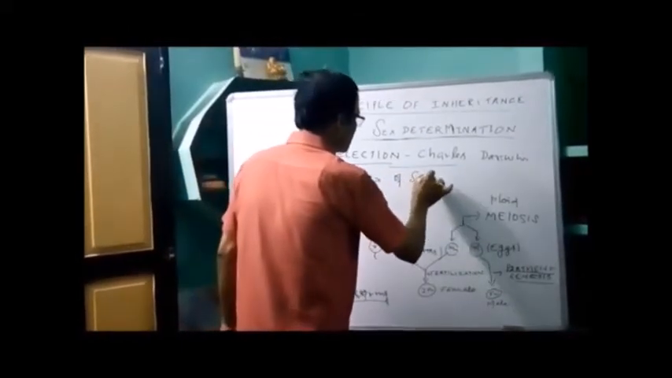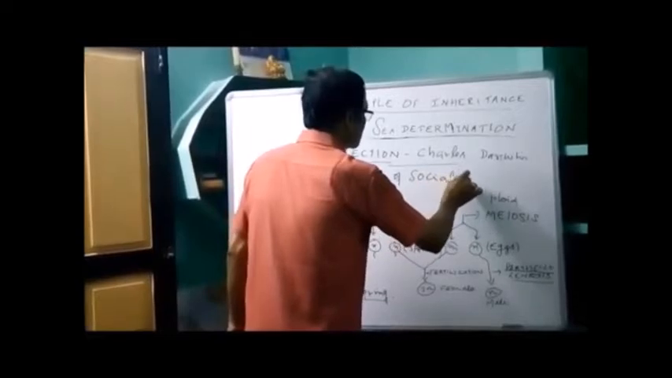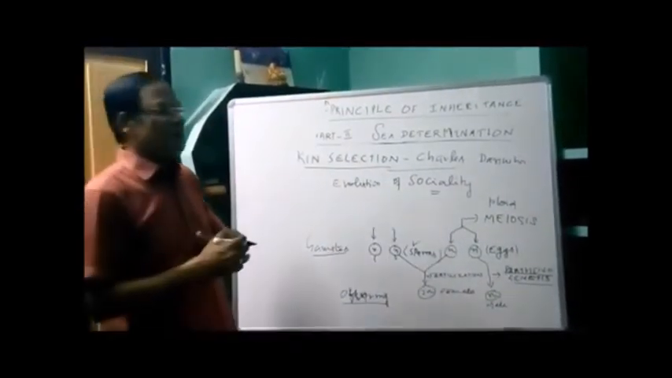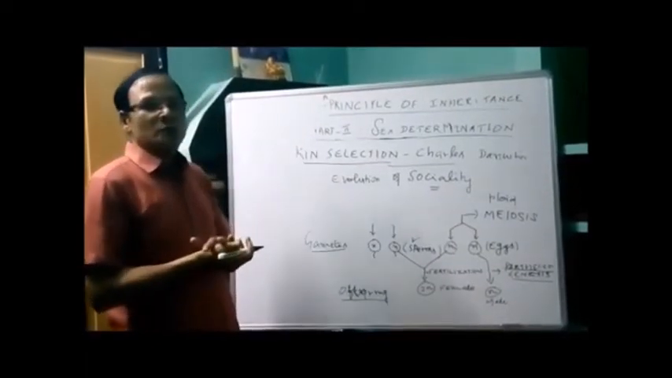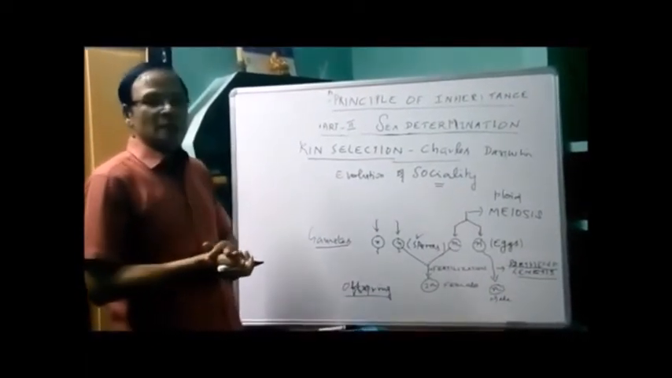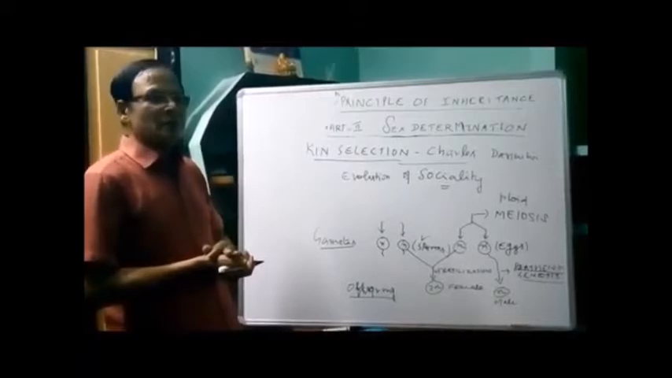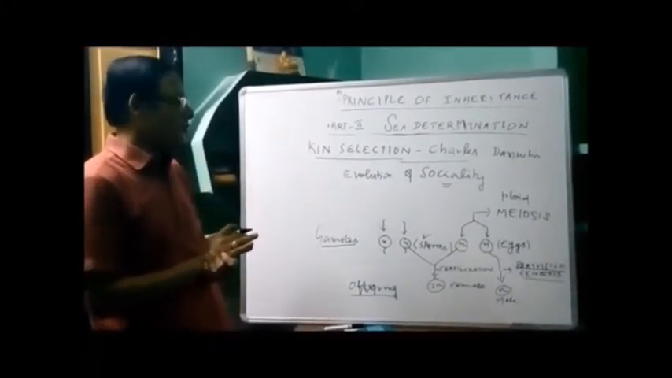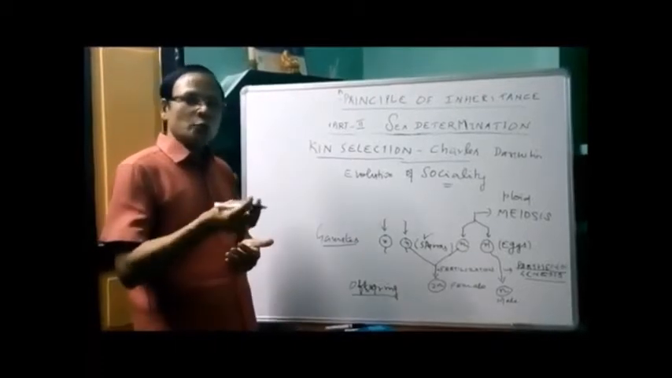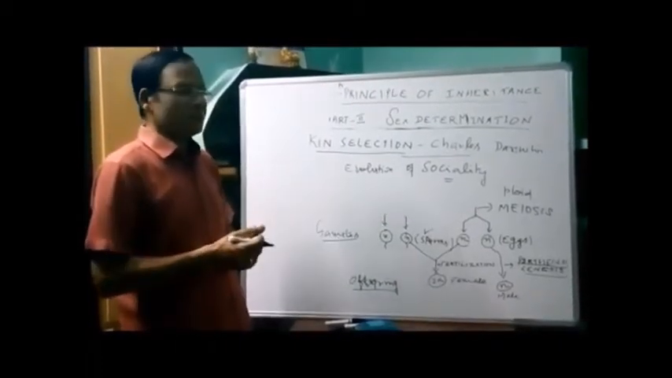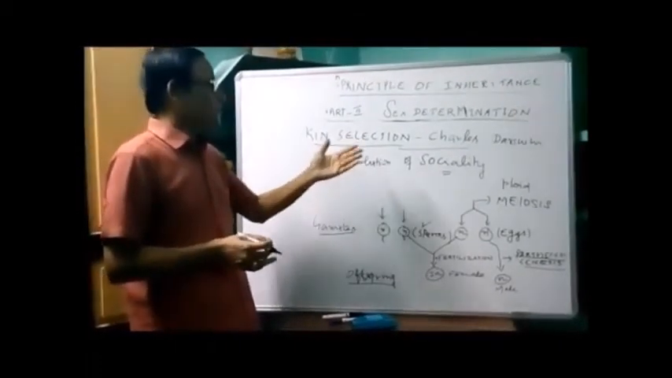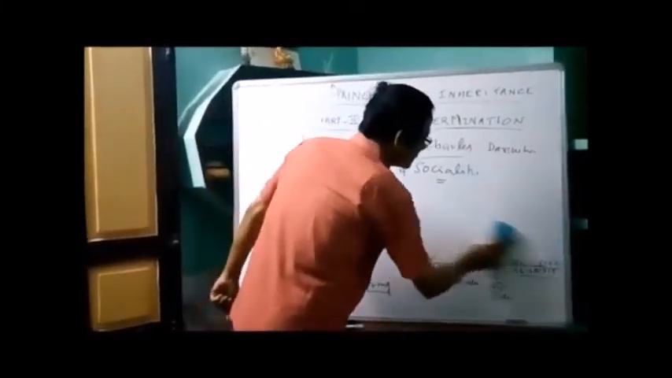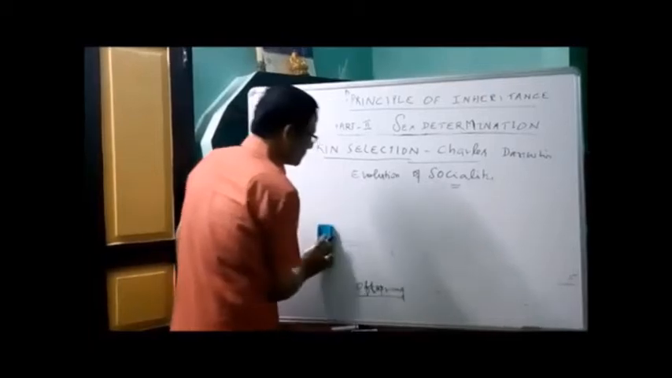This is the significance. What is sociality? That is society, a group of individuals living together in a cooperative manner with a division of labor. Now it is observed in the case of honeybees. In the case of honeybees, we have three different types in the colony.